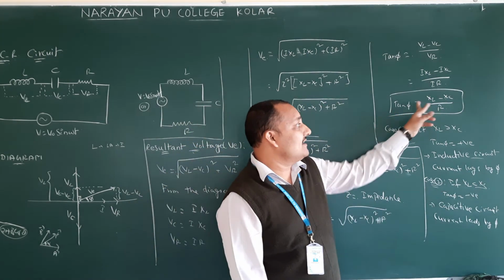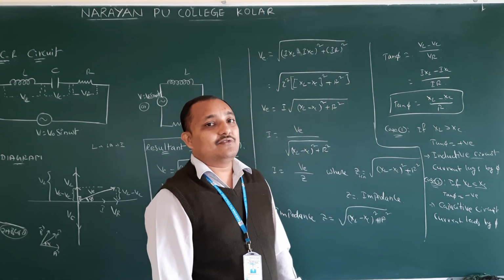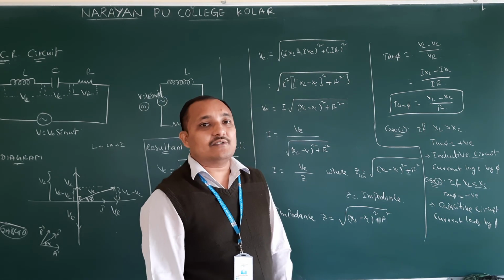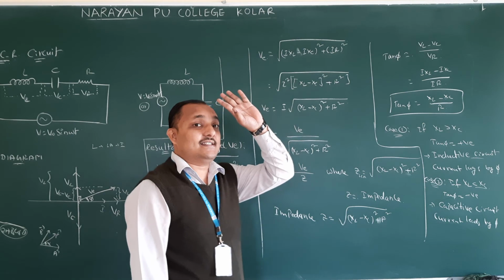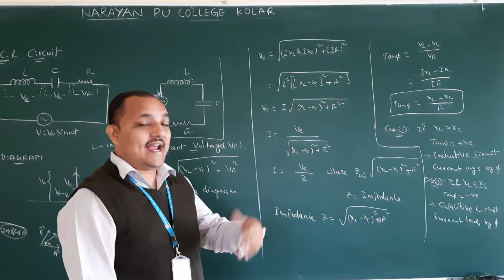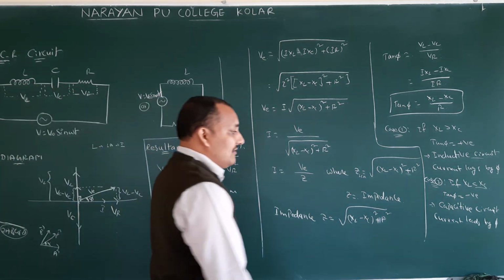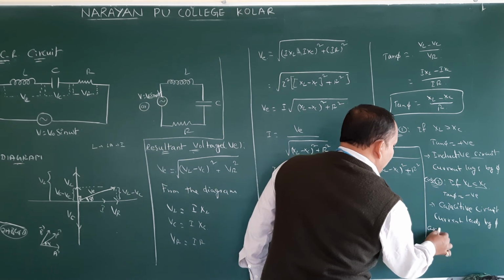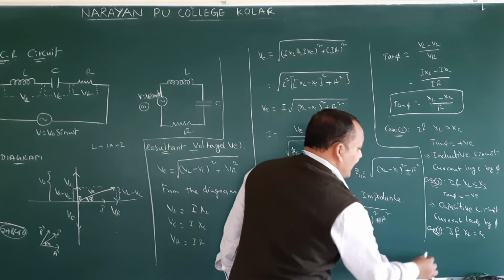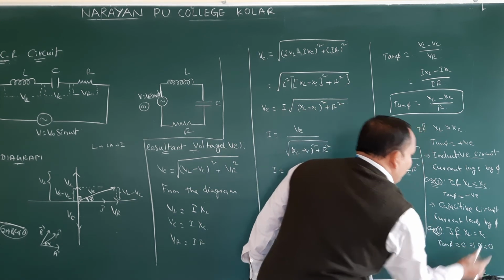XL equal to XC means tan phi is going to become 0. Phi is going to become 0, which means there is no phase difference. There is no phase difference means which circuit? Resistor. In case of a pure resistor, there is no lagging or leading between voltage and current. Both are in the same phase. In case 3, if XL equal to XC, tan phi is 0. Tan phi is 0 means phase is 0.